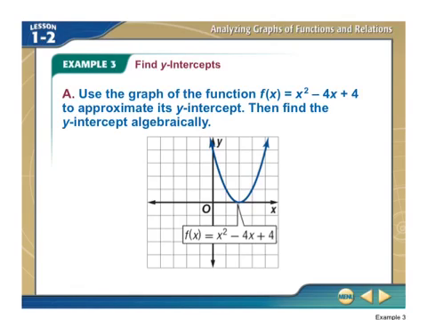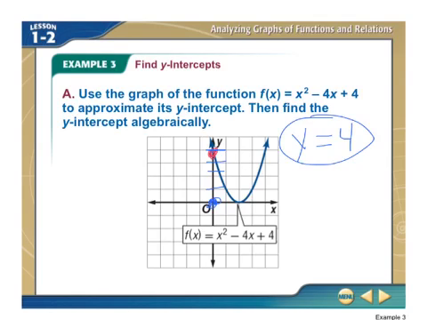Looking at the graph, where the graph crosses the y-axis is the y-intercept. This curve or parabola crosses the y-axis right here. Now, if the origin is right here, then the y-intercept is 1, 2, 3, 4. So our y-intercept is at y equals 4.